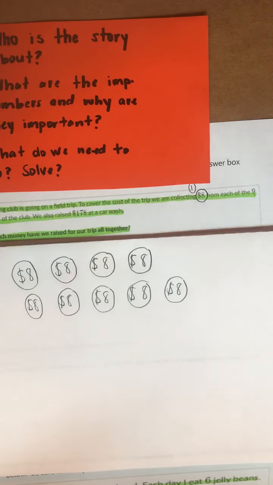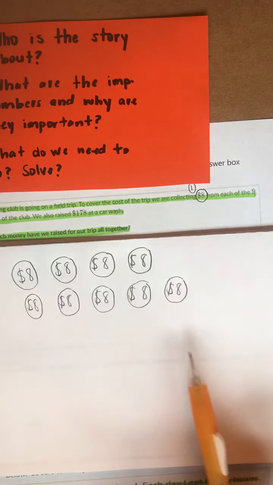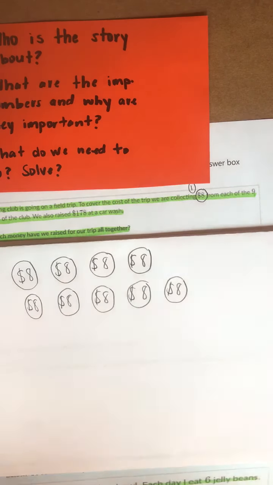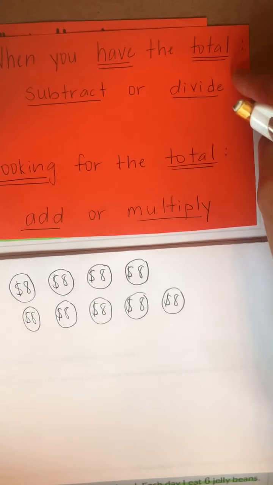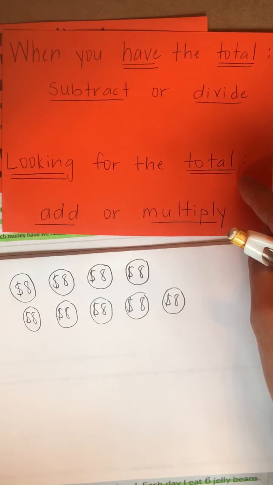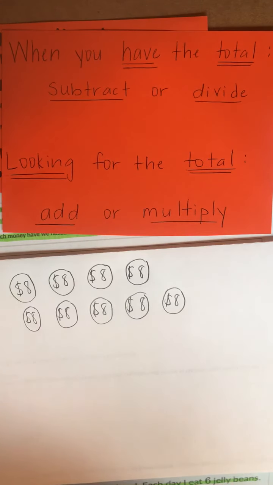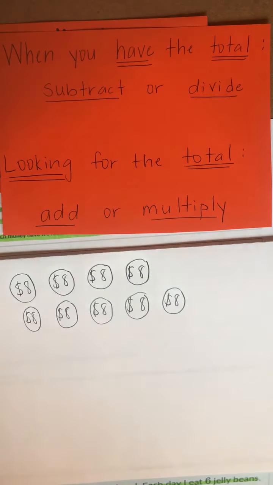Okay, so let's stop right there and figure out how much money they collected so far. So what I'm noticing is that I have 8 repeating. So, let's pause for a second. Do we have the total? Do we know how much money they collected? Or are we looking for the total, how much money they collected? That's right, we're looking for the total. We don't know. So we could add 8 plus 8 plus 8 plus 8 and so on, but what's a faster way to do repeated addition?